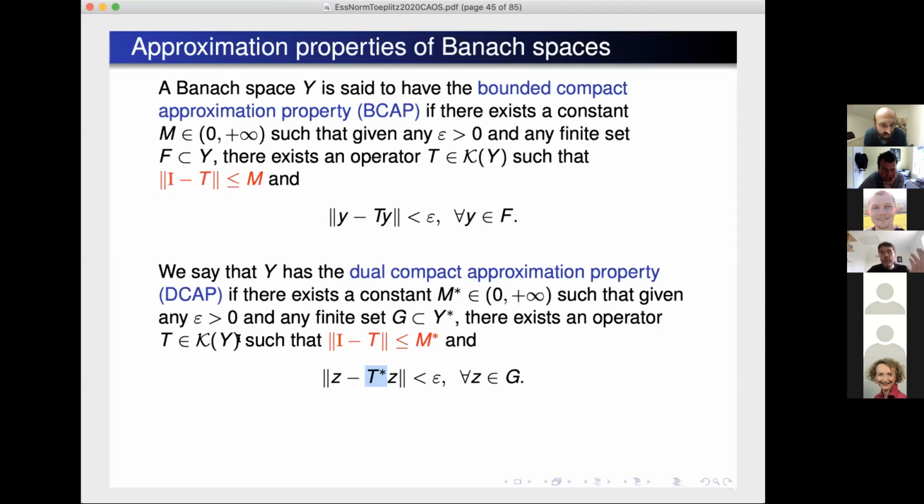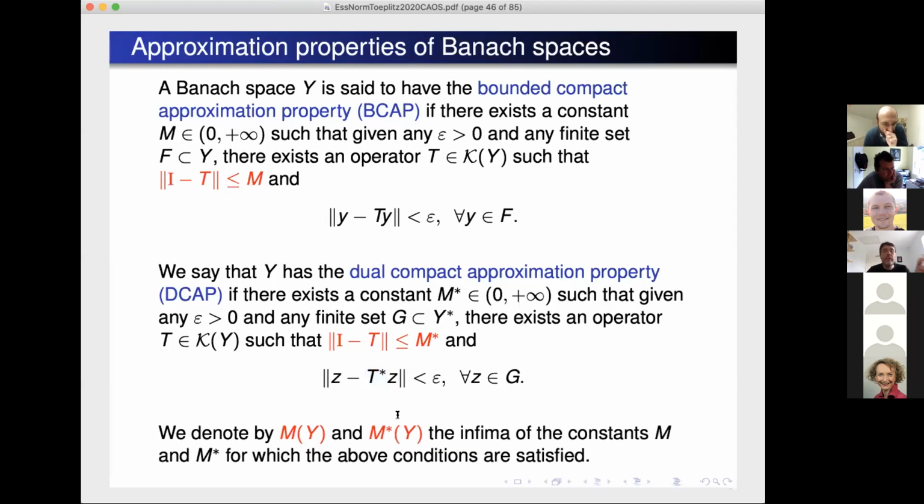So the difference between the bounded compact approximation property for the dual space and this property is what we have here in the inequality highlighted. It's not an arbitrary compact operator on Y star, as we would have had in the bounded compact approximation property for Y star. This is the adjoint of a compact operator. So the best possible constants I will denote by M and M star for Y, or in some cases X. I think on the next page I have space X, doesn't matter.